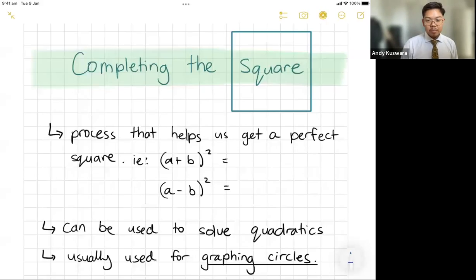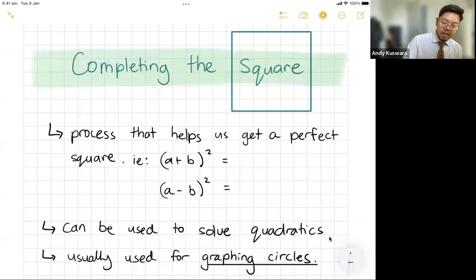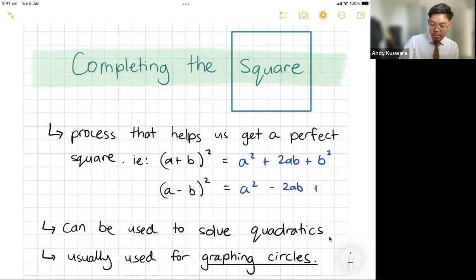Okay, now to complete the square, that's what we're talking about today. It's an algebraic technique, and it's a process that helps us to get a perfect square. Now, don't forget, if I'm talking about a perfect square, it's (a + b) all squared, and it gives us a squared plus 2ab plus b squared, if you didn't remember. And then if it was (a - b) all squared, it'll give you a squared minus 2ab plus b squared.